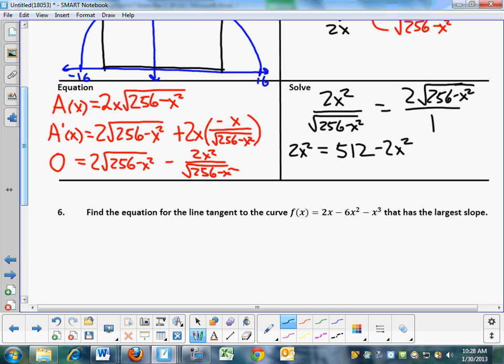Okay, another question? No? Okay, so then we add the 2x squared over to the other side. We get 4x squared is equal to 512. Divide both sides by 4. Very good. X squared equals 128.